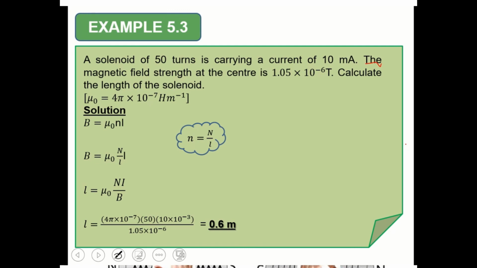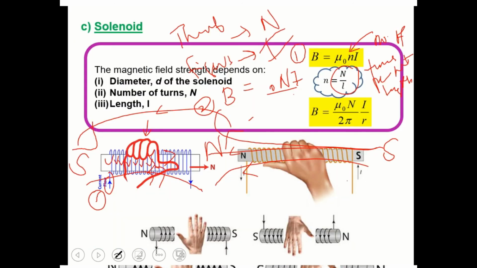Okay, kita tengok contoh how to find, kita nak guna formula solenoid untuk cari parameter yang dia nak. A solenoid of 50 turns, so yang ni N, is carrying a current of 10 milliampere. The magnetic field strength at the center, so yang ni B. So calculate the length of the solenoid. So you must remember formula B, 1, 2, 3 tadi tu adalah magnetic field of a solenoid at the center.